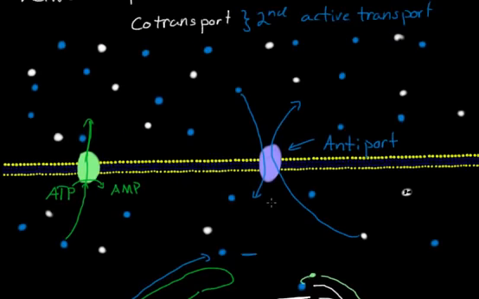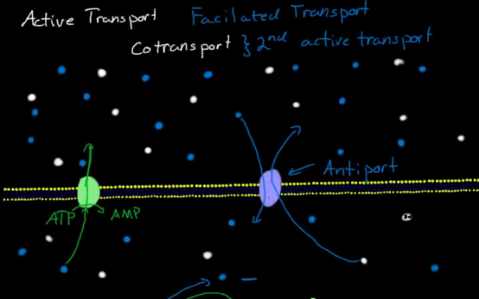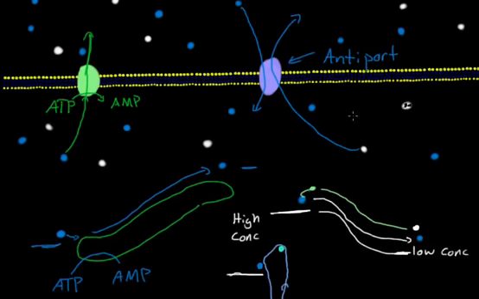So that is what active transport is, facilitated transport, and co-transporters. They are secondary active transporters.